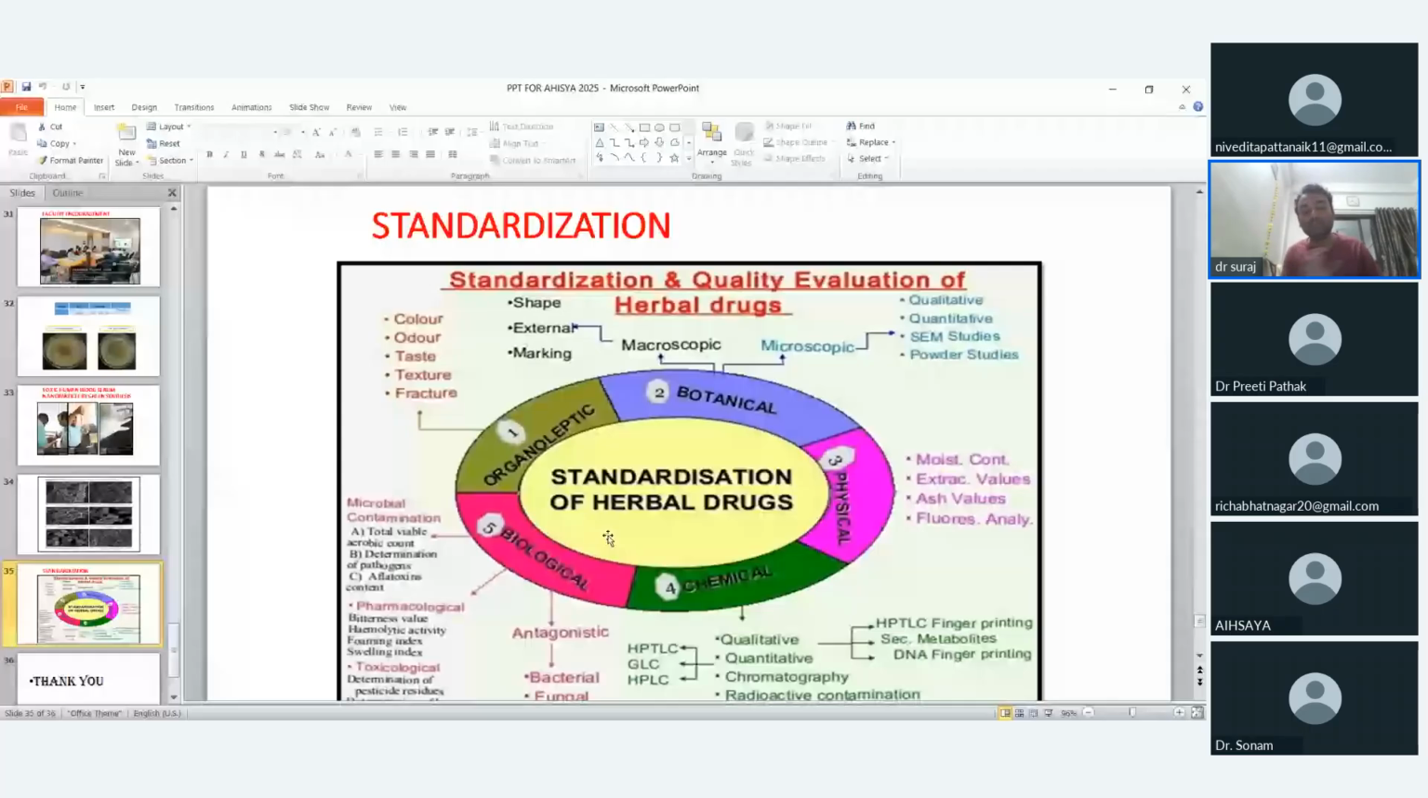Our main aim is to show their efficacy in the biological model. So this comes under the major part and the major role of the nanoparticle. Another one is the pharmacological aspect. The pharmacological aspect includes the bitterness value, the hemolytic activity, foaming index, swelling index. So this comes under the pharmacological activity.